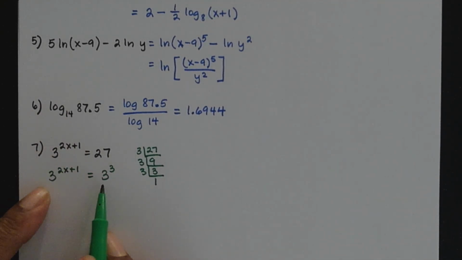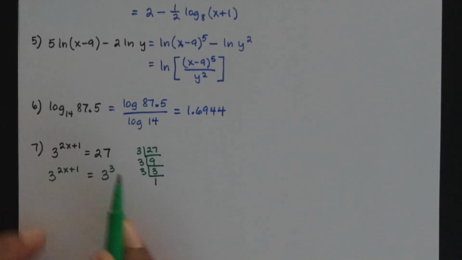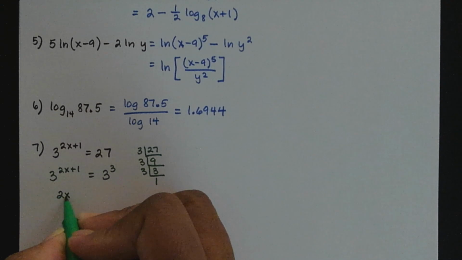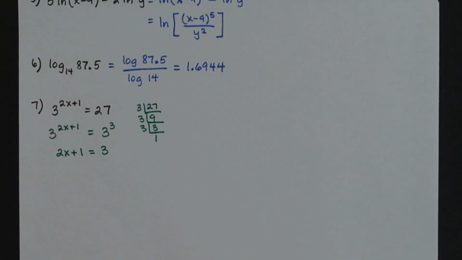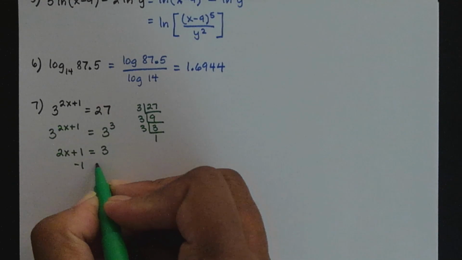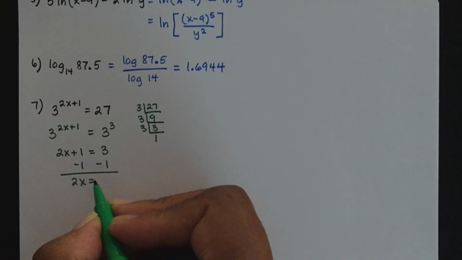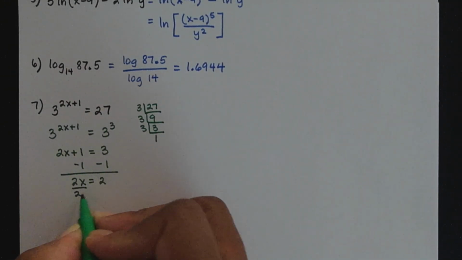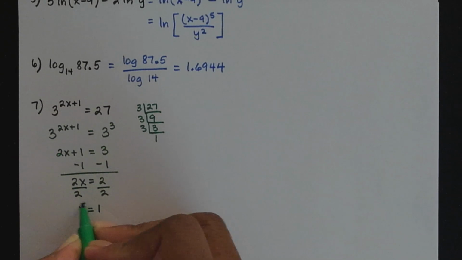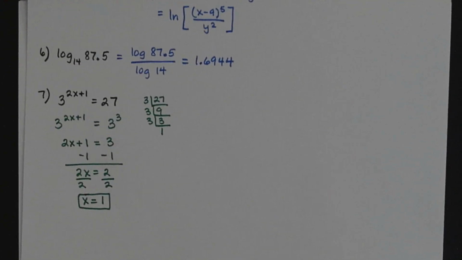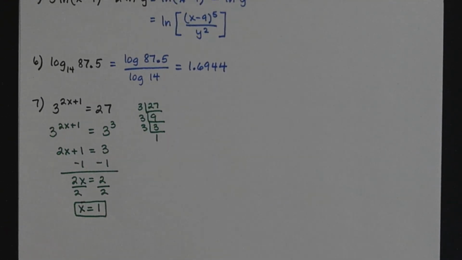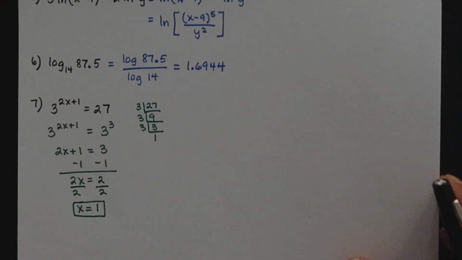Now you have your bases being the same, and if the bases are the same, I can set that exponent equal to that exponent, meaning I can set 2x plus 1 equal to 3. And now solve for x. If I subtract 1, that means 2x is equal to 2. And if 2x equals 2, x has to be equal to what? 1. So x equals 1 is the solution to that exponential equation. With this one, we had to express each side as powers of the same base to solve this exponential equation. Any questions on number 7?